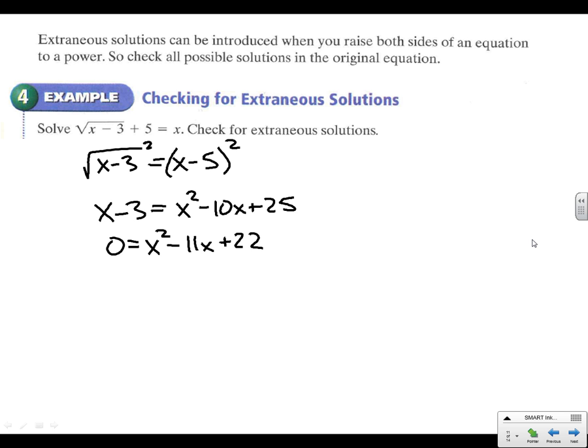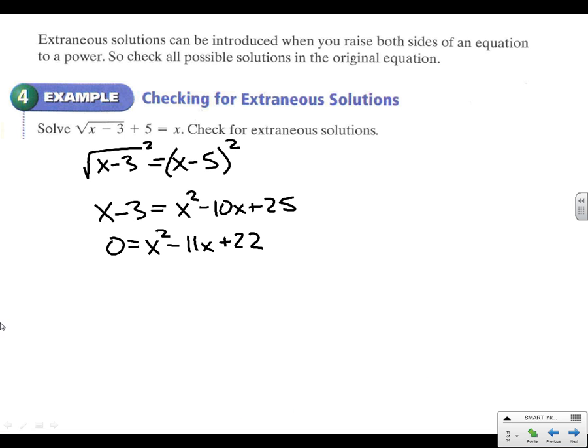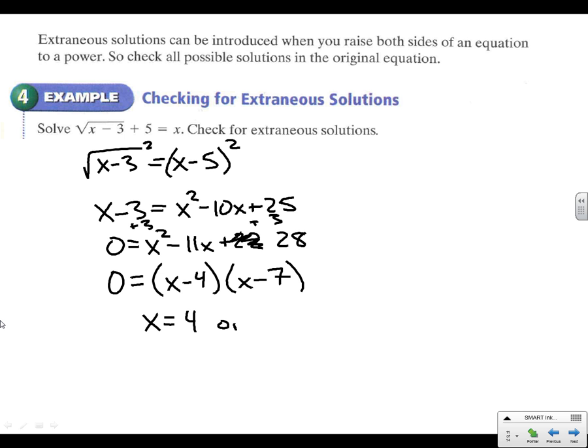What am I missing? Hold on a second. Let me pause this. Oh, there's my foolish mistake. When we add 3 to both sides, we don't get 22, do we? We get 28. All right, 28 is a 4 and a 7. x minus 4 and x minus 7. And so x equals 4 or 7.